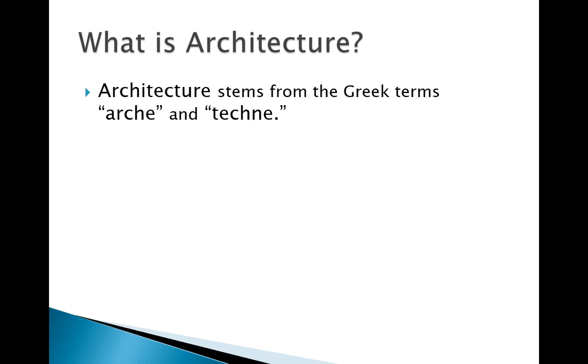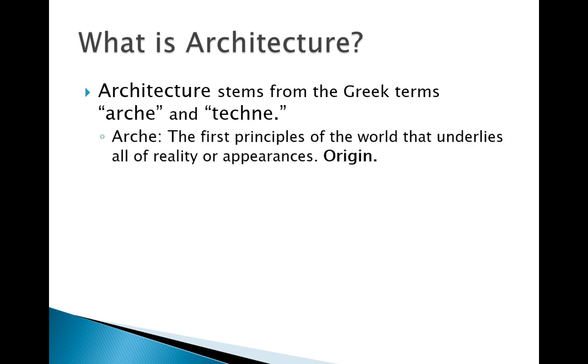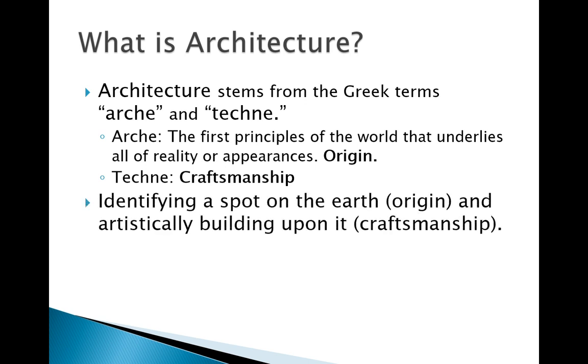So the word architecture actually comes from two words, arch and techne. Arch meaning the first principles of the world that underlies all of reality, or origin. So you can think of the word arch as origin. And then techne means craftsmanship. So if we put these together, we have identifying a spot on the earth or origin and artistically building upon it.